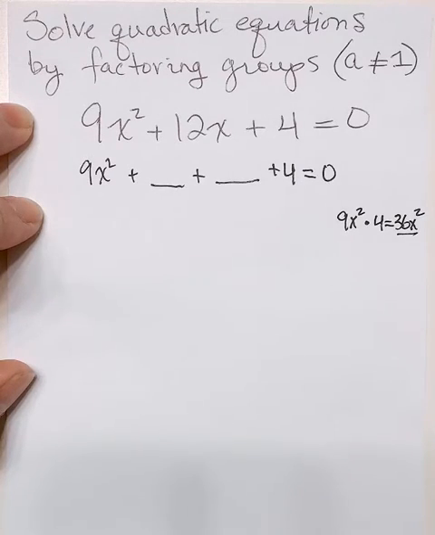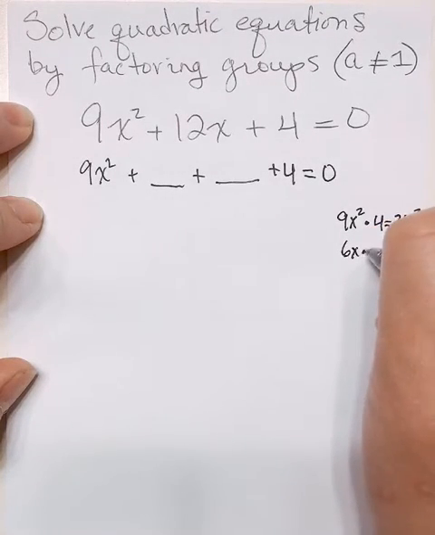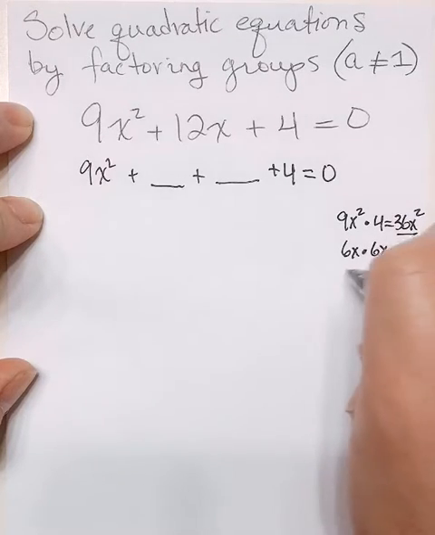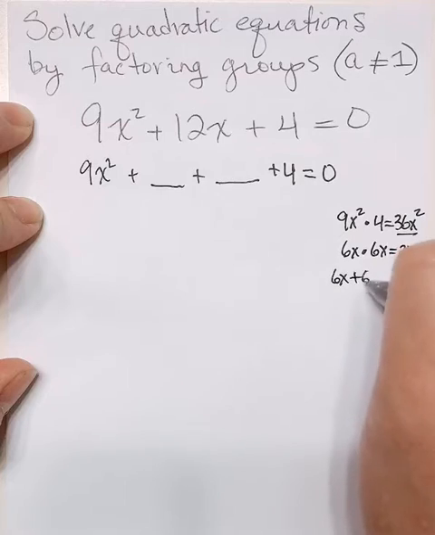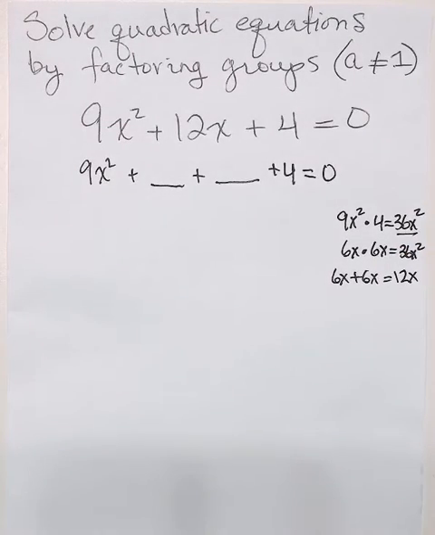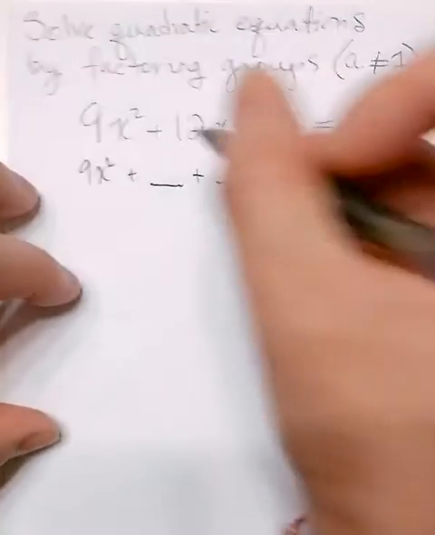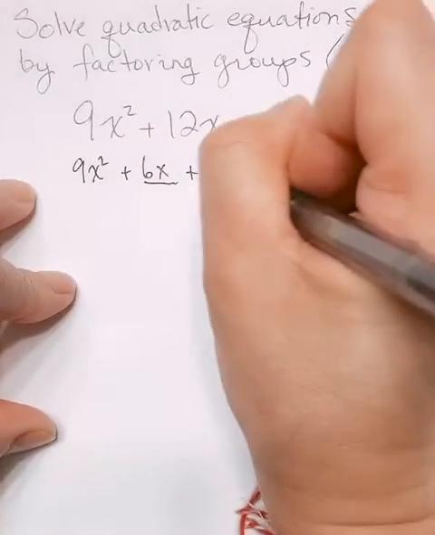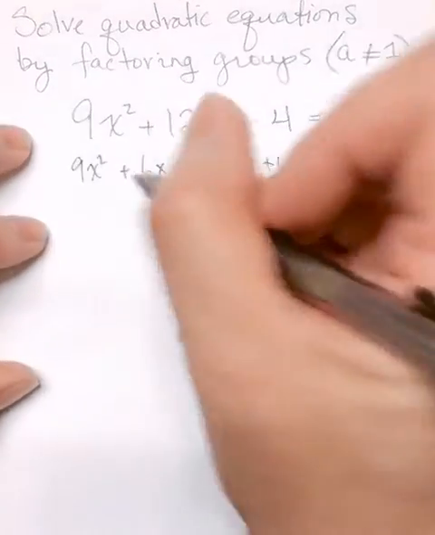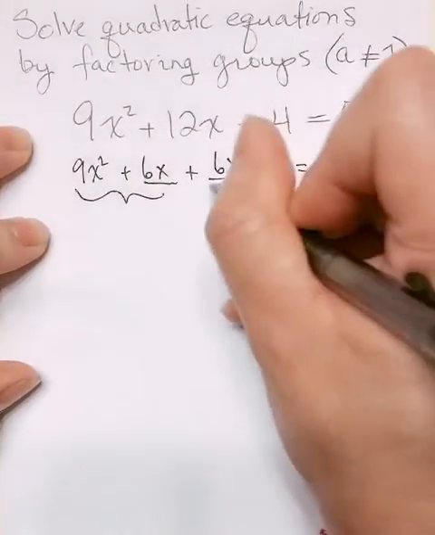Well, right off the bat, I think it's 6 and 6. If I take 6x and multiply by 6x, I get 36x squared. And if I take 6x and add 6x, I get 12x. So I know how to split my 12x now. I'm going to split it into a 6x plus a 6x. So I put those in here, 6x plus 6x. Now I have 4 terms, which means I have 2 groups. So I can split this first group up, and then there's a second group.